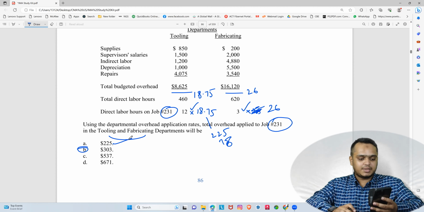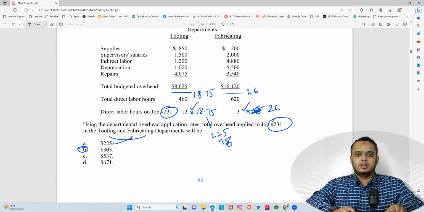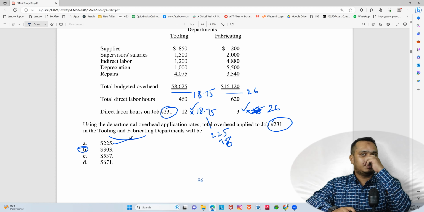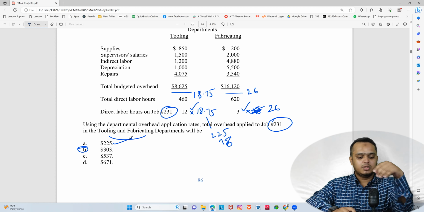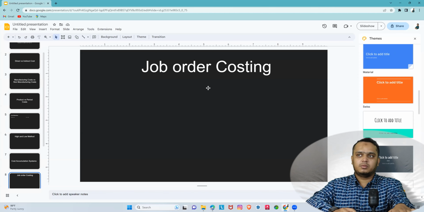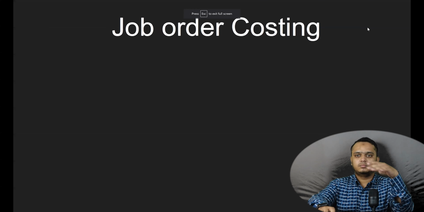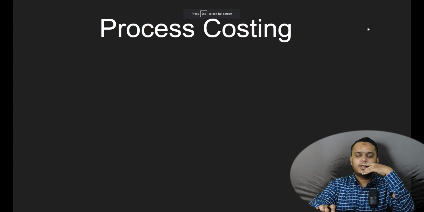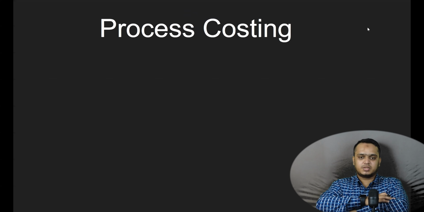Okay, so I hope that you guys are getting clarity over this. We have just completed everything up till job order costing now. So let's just go back towards our process costing now. We are done with this. Now we come towards process costing.